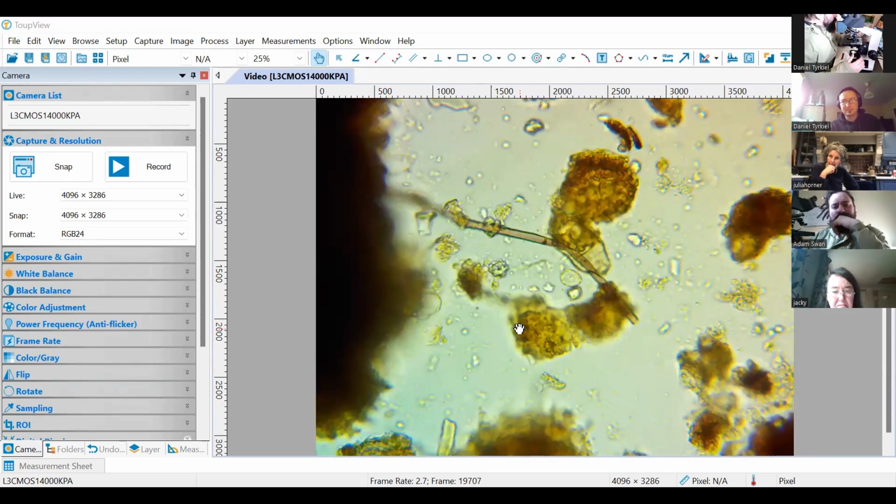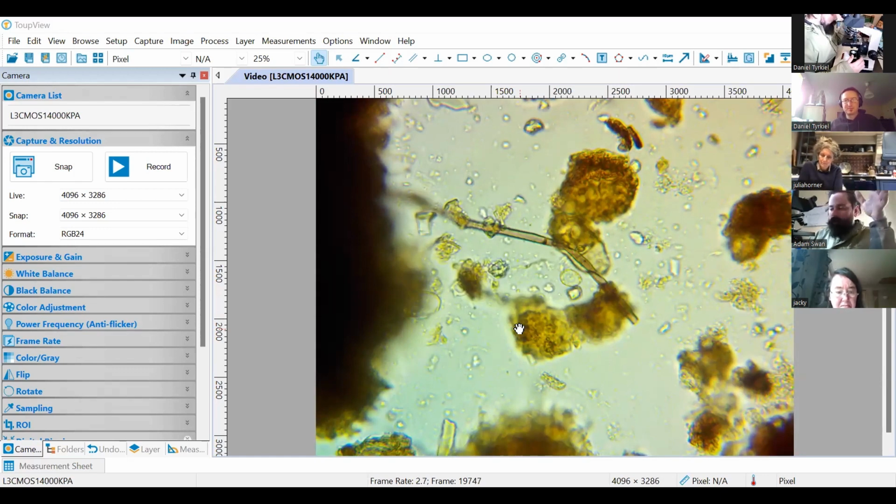Sorry, Adam. So good. So I'm doing the main count right now. I've dropped down to 400 times magnification, total magnification, and I've picked a random spot on the cover slip, and I've landed on this piece of fungi.